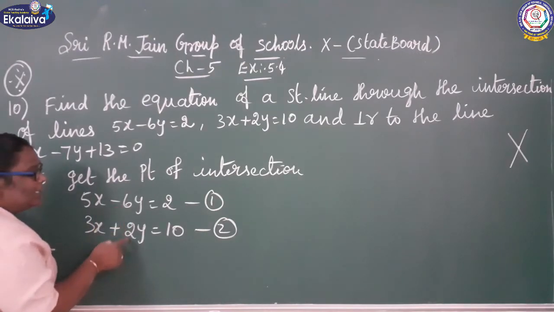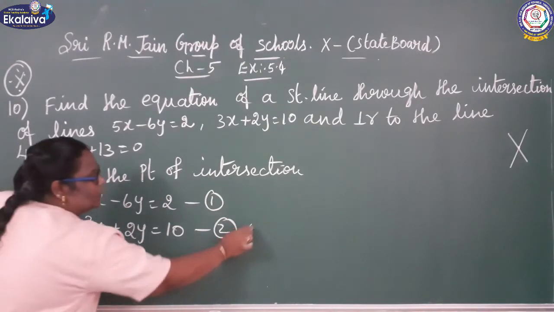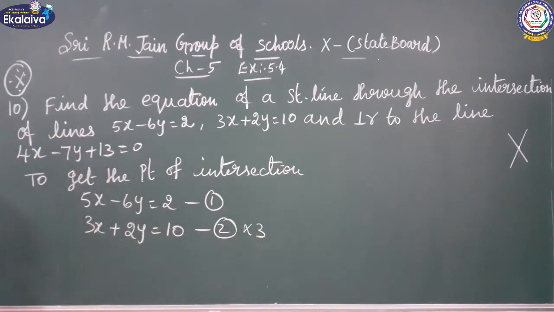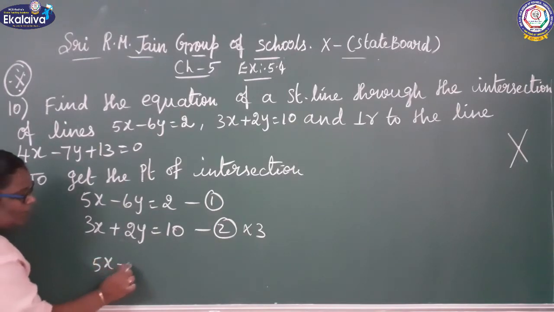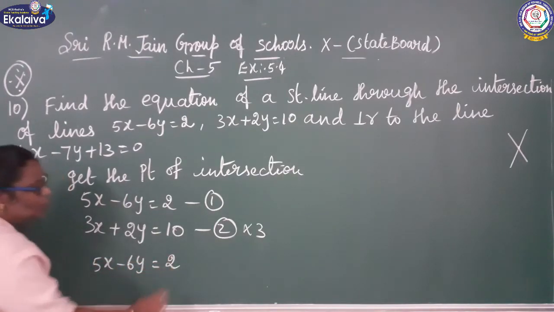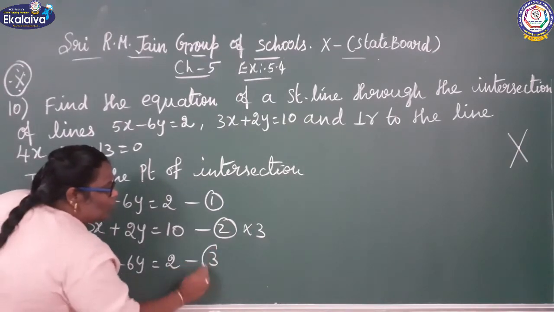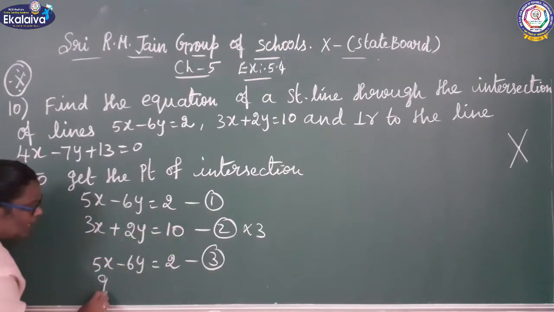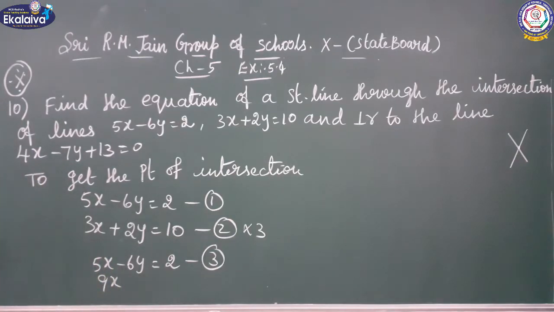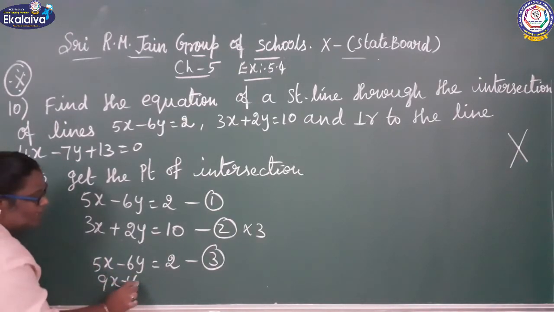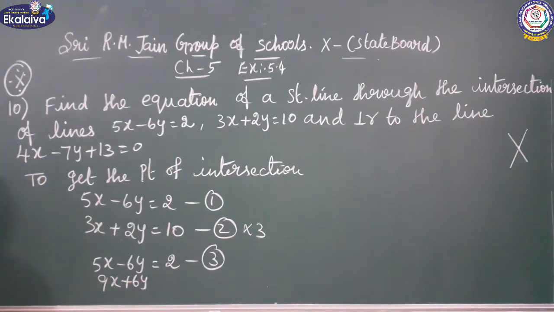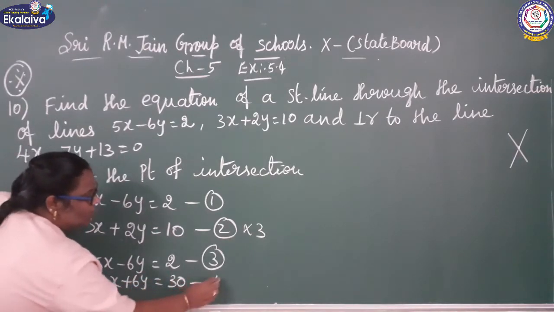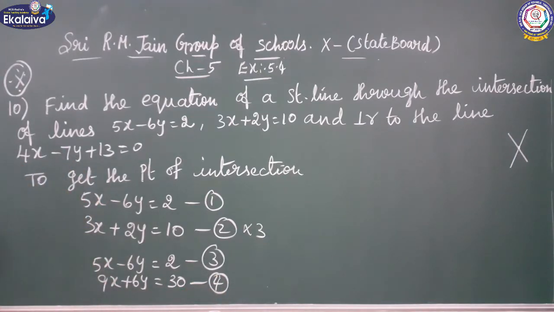In this equation, see the values 6 and 2. So this equation you multiply by 3. So what is the value we are getting now? 5x minus 6y equal to 2 is the third equation. Multiply the second equation by 3. So 3 3s are 9x plus 6y. 3 2s are 6y equal to 30. You can take it as the fourth equation.